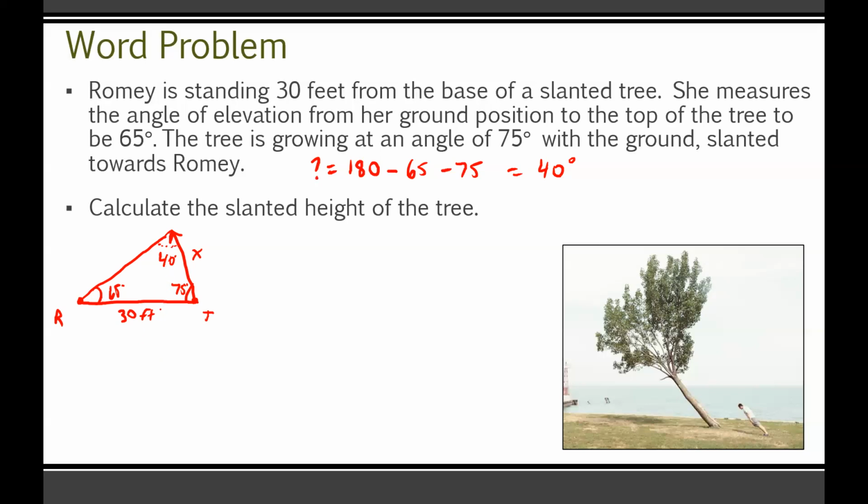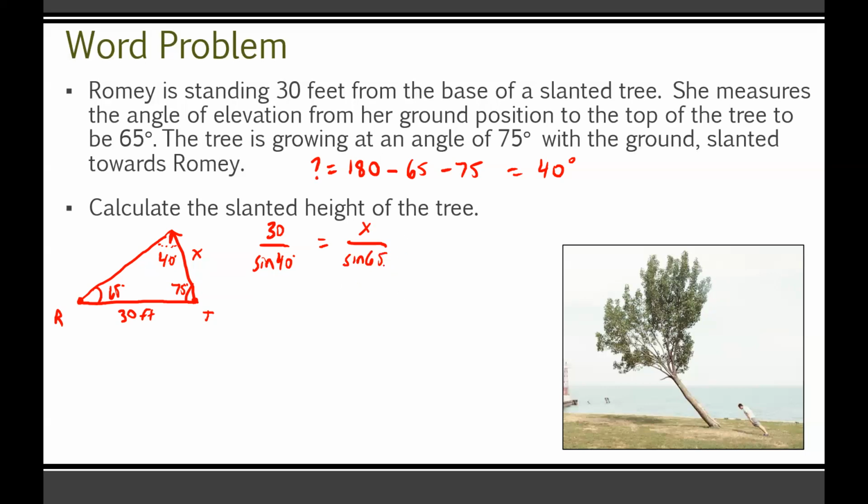Now that we know that's 40 degrees, we have an opposite pair. So in other words, we can solve using sine law. If we're looking for the slanted height of the tree, that implies we're looking for a missing side length. Since we're looking for a missing side length, let's use the formula for sine law where the side lengths are on the top. We'll say 30 feet over sine of the angle across from 30 feet, which is 40 degrees, equals the side length we're looking for, that's x, divided by sine of the angle across from x. The angle across from x would be that 65 degrees.